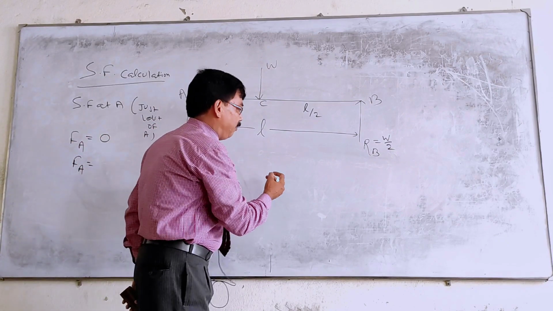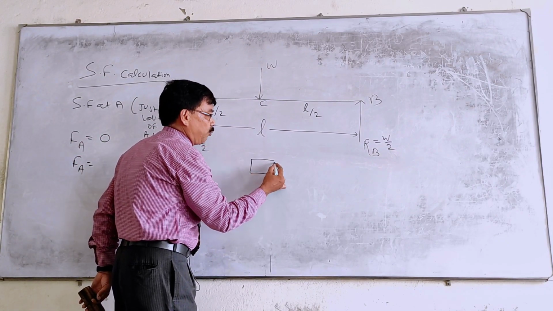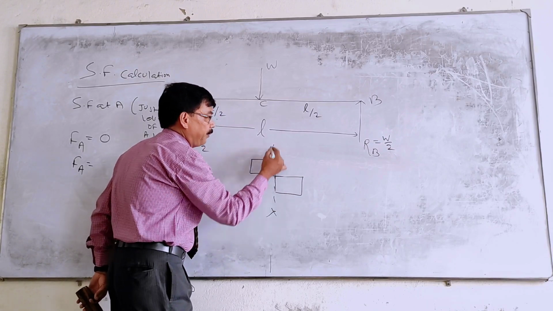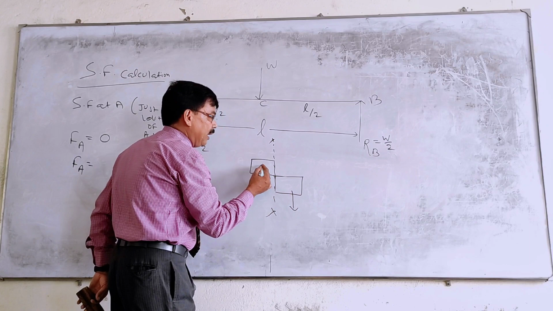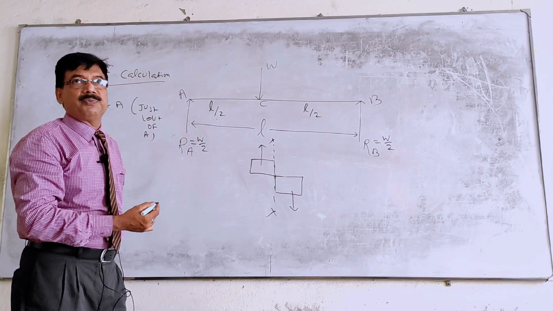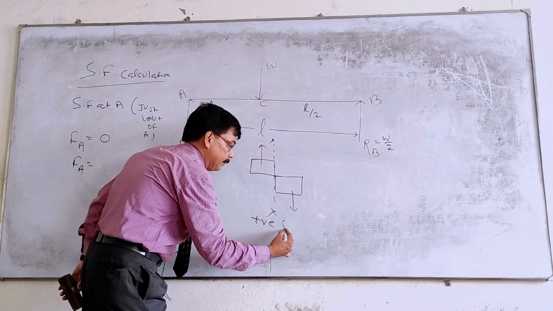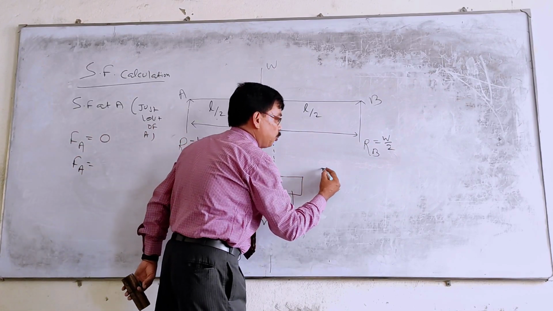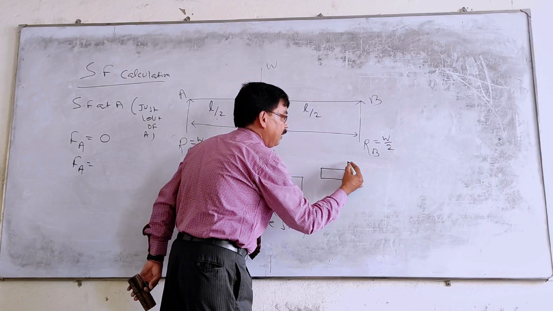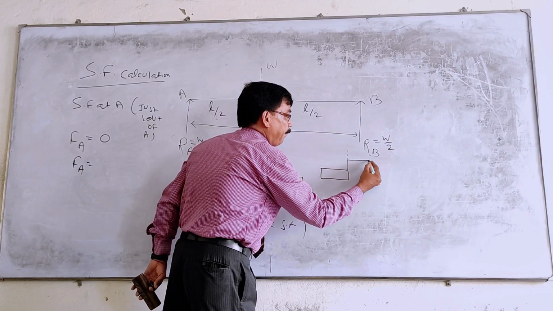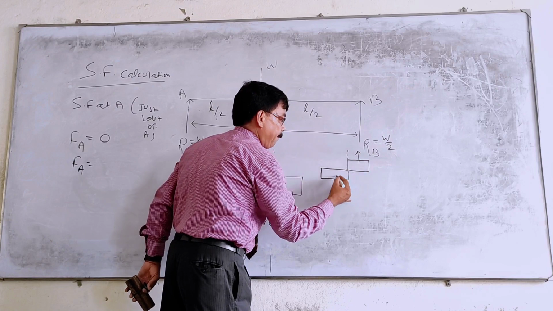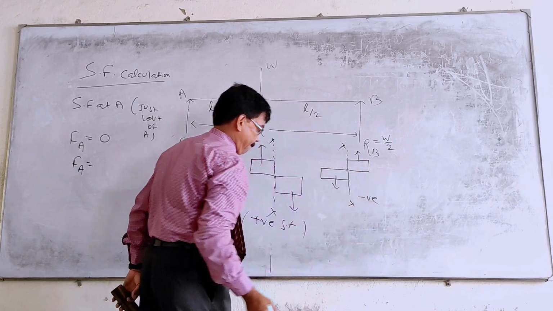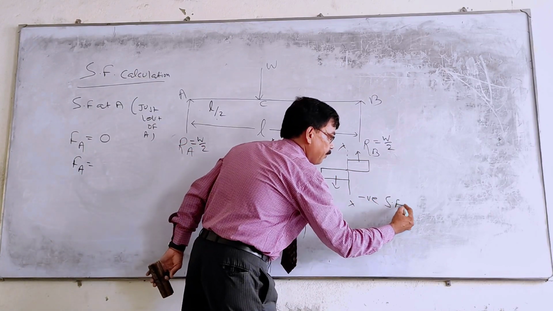According to our sign convention, this is the sign convention for shear force. This is our imaginary section. Right of the section downward and left of the section upward: we take this as positive shear force. And just opposite to it, left of the section downward and right of the section upward is negative shear force. This is the sign convention.